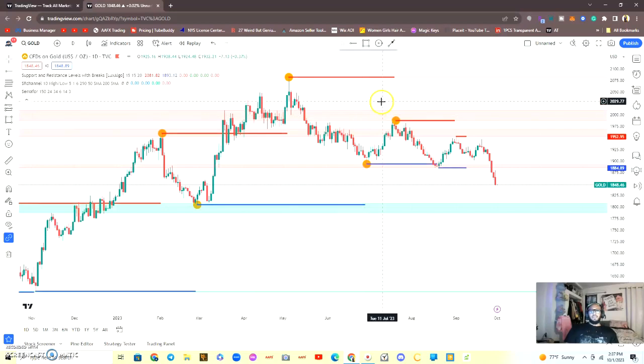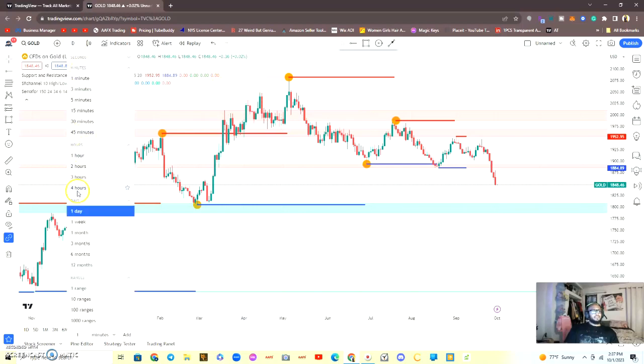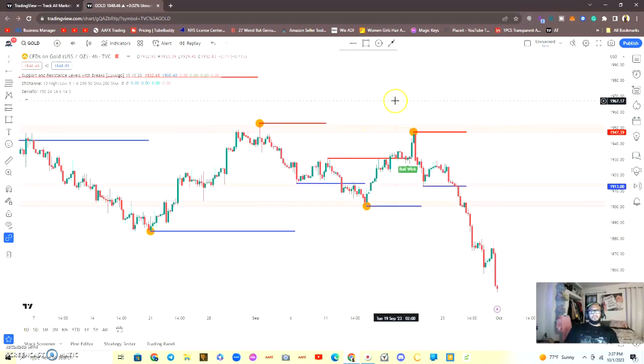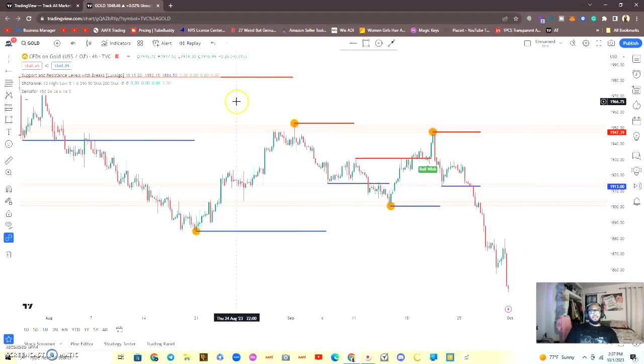This indicator right now is on the gold chart. I usually trade gold or the British pound dollar. And this is on a daily time frame. Now, let's take it to the 4-hour time frame. It identifies the resistance on the closing candle, and it also identifies the resistance on the high of the wick of the candle. It's very important.